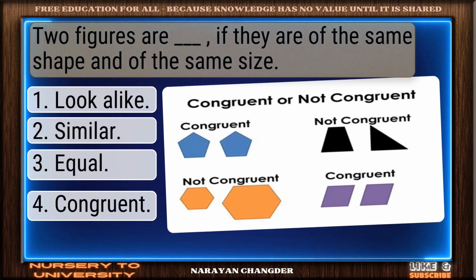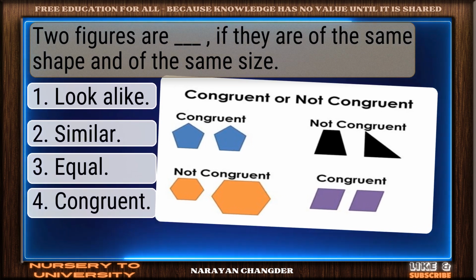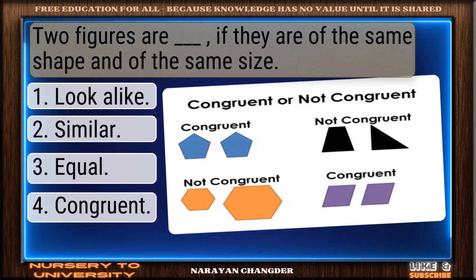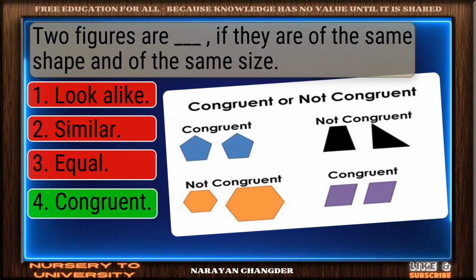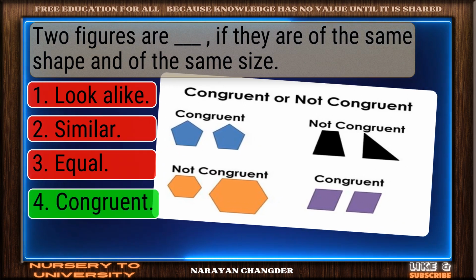Question number 25. Two figures are dash if they are of the same shape and of the same size. Nice selection. Congruent is the correct and valid answer.